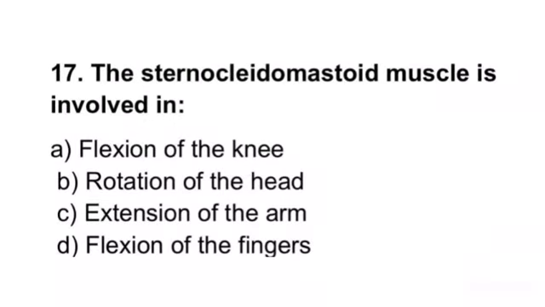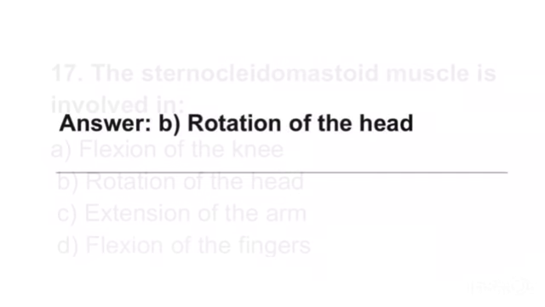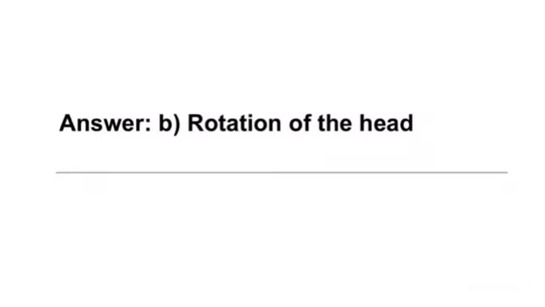17. The sternocleidomastoid muscle is involved in A. Flexion of the knee. B. Rotation of the head. C. Extension of the arm. D. Flexion of the fingers. Answer: B. Rotation of the head.